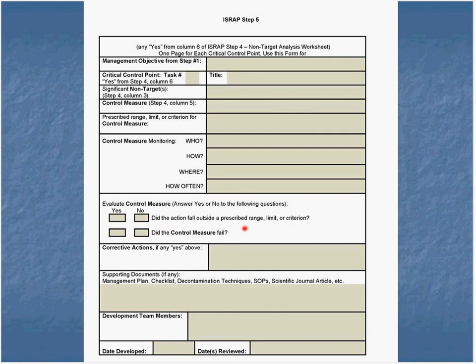This is sort of a question that you want to ask almost every time that you go out and you're conducting your control measure. So, what was the answer, yes or no, for whether the prescribed range, limit, or criterion was met? Something that you want to sort of consider: did the control measure fail?